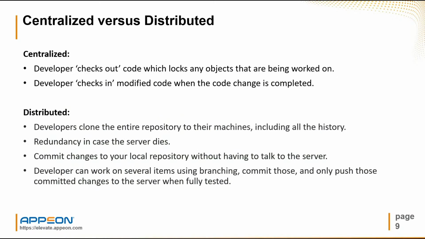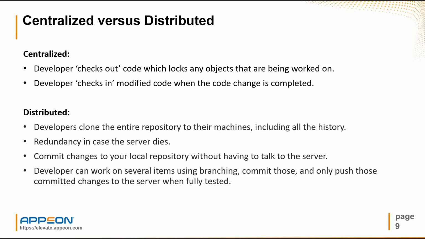So let's get into this in a little bit more detail. Centralized versus distributed. Now, in centralized source control systems, the developer checks out code, which locks any objects that are being worked on. Then when the developer's done, the developer checks in their modified code, and that's where it goes.